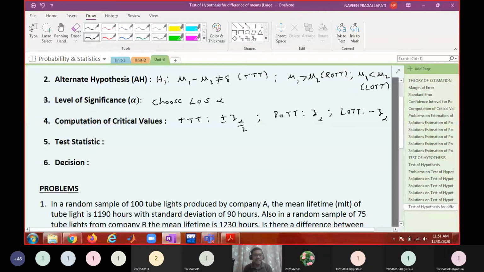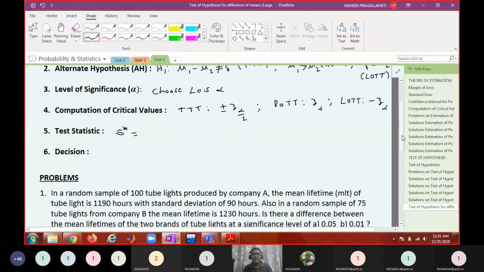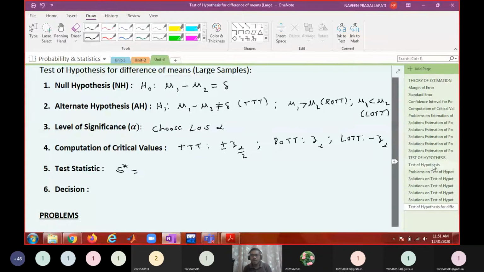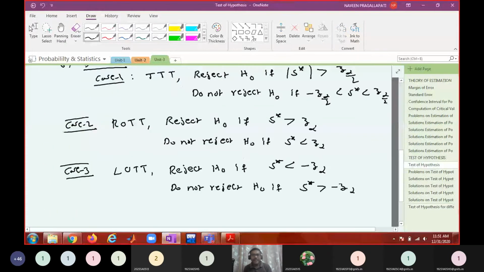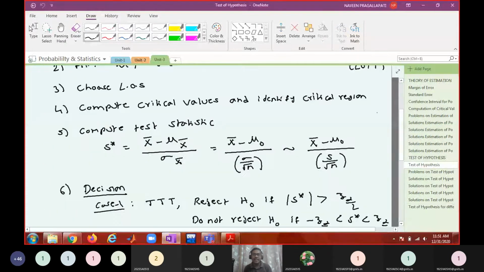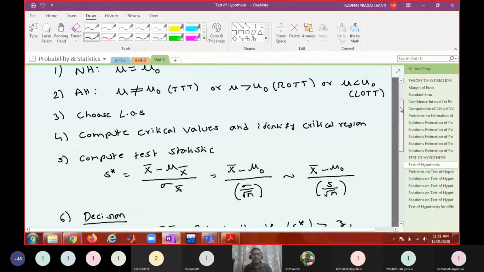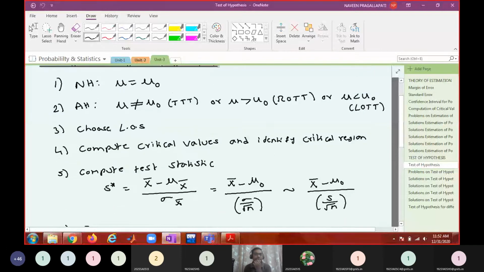Next, what is the test statistic for this? Test statistic we wrote like this: S star equal to. The test statistic depends on the kind of parameter. Here it is a single mean, right? Yes, sir. Here it is a single mean. So this is X bar.